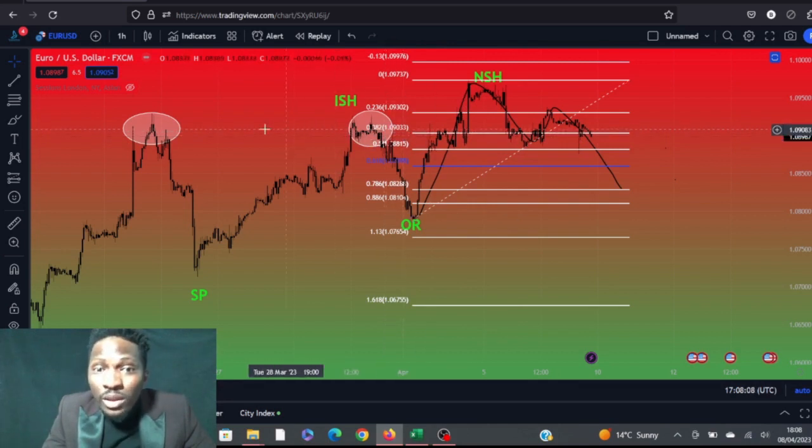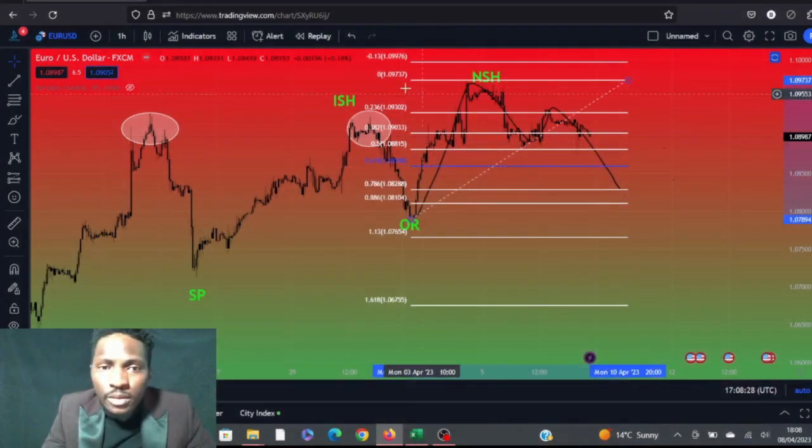So now we know that we've got a previous structure support here. We know that the market is bullish. We know that we've got a current bullish structure. And we know that we've got a bullish advanced pattern which is going to complete somewhere at the 886 retracement. So I'm going to take this off.